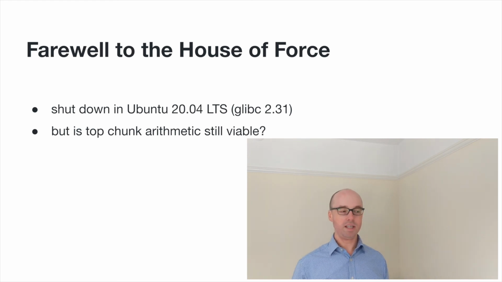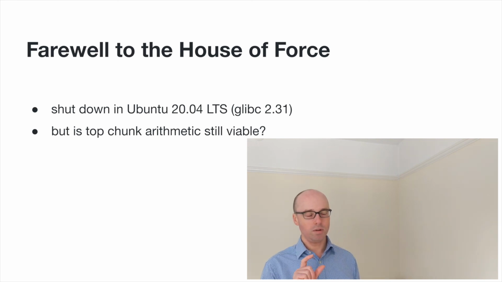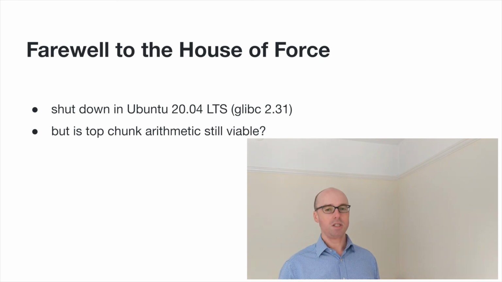However, one thing that did occur to me after I finished writing this exploit is that maybe you can still do the top chunk arithmetic techniques, and maybe the House of Force isn't completely dead yet. So the change that's happened in glibc is they now check to make sure that the size of the top chunk isn't ridiculous. So if it's, say, bigger than 0.5 megabyte, then that will get detected and it will stop the program.